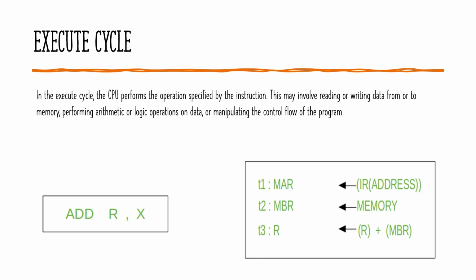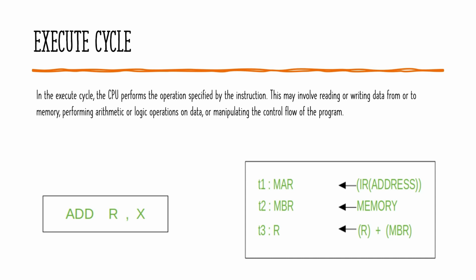Hello, I'm Swada. I will be telling you about the execute cycle. In the execute cycle, the CPU performs the operation specified by the instruction. This may involve reading or writing data from or to memory, performing arithmetic or logic operations on data, or manipulating the control flow of the program.